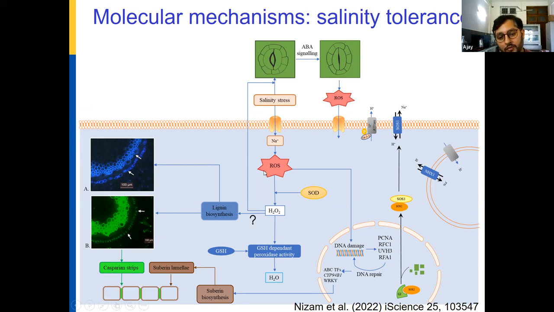For example, the first mechanism is to neutralize this reactive oxygen species. Because reactive oxygen species are not important for the plant, they must be neutralized to another molecule which is less harmful for the plant, which is H2O2, through the action of superoxide dismutase. This enzyme converts ROS into H2O2, and then this H2O2 is a very important molecule which promotes the biosynthesis of lignin, and this is the lignin autofluorescence here. Lignin is a polymer which is found in the secondary cell wall.